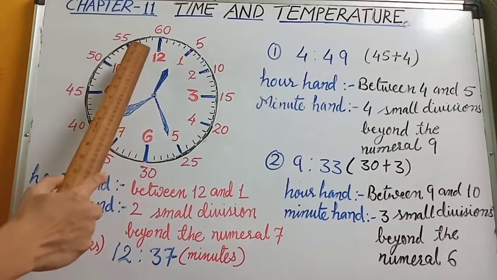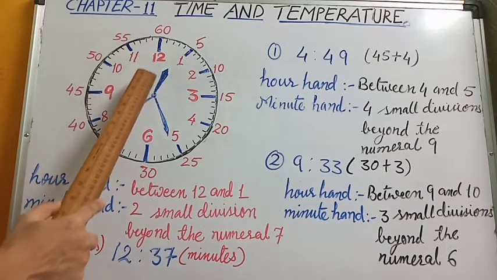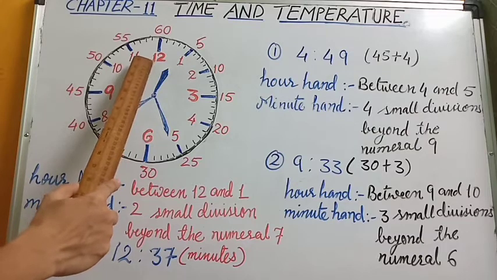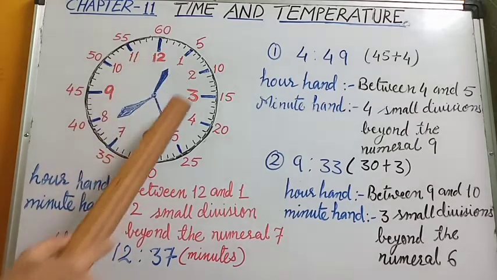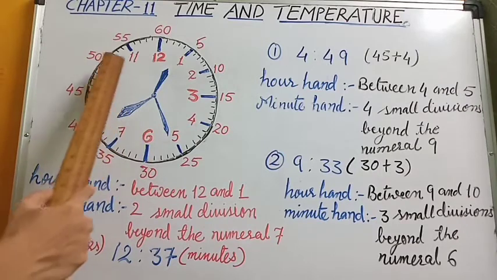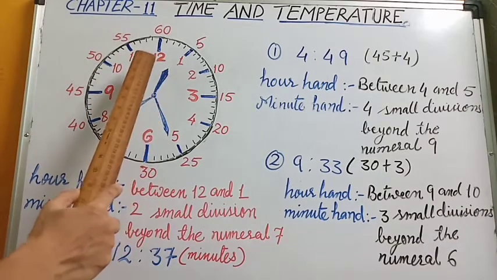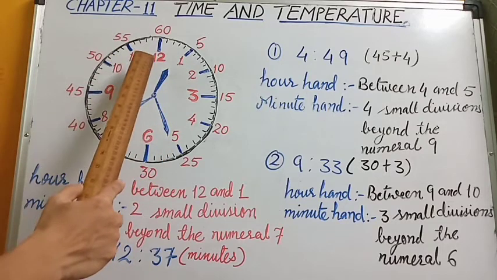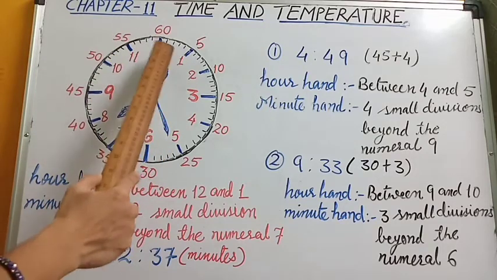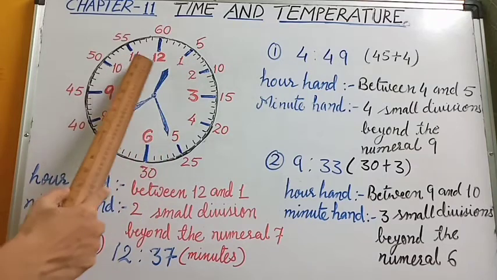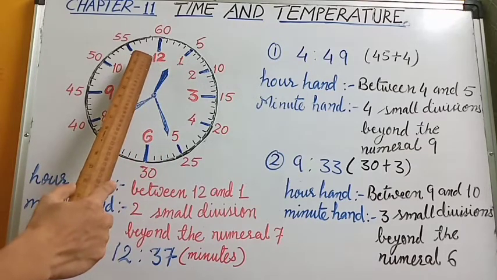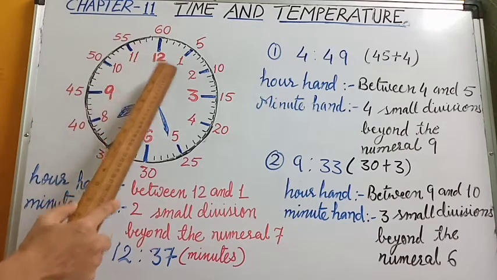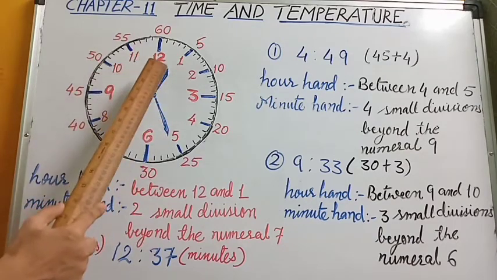So when the hour hand reaches 12, that means from 12 midnight to 12 noon, all the timings will be written as AM. And when the hour hand starts taking the second round of the dial, from 12 noon to 12 midnight, all the timings will be in PM. So 12 noon to 12 midnight is PM, and 12 midnight to 12 noon, all the timings will be in AM.